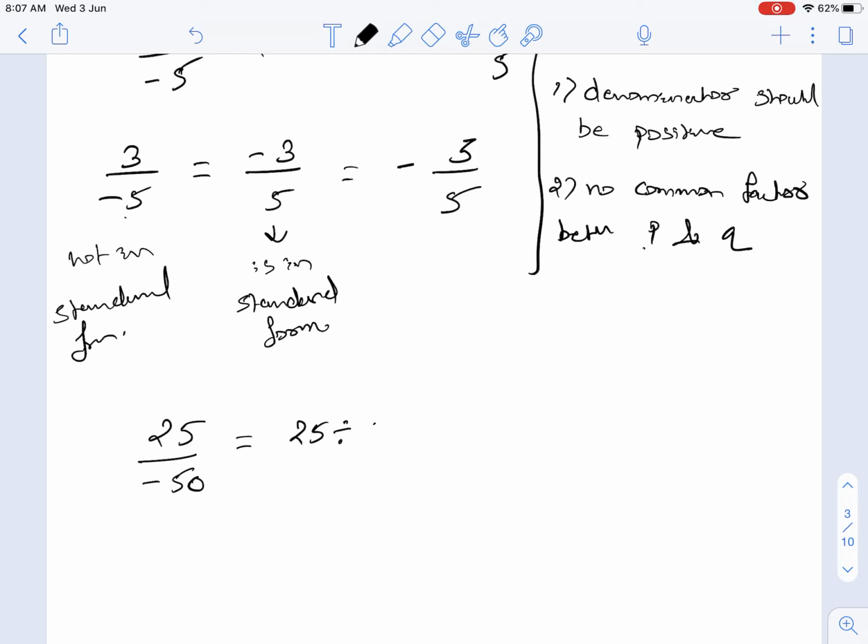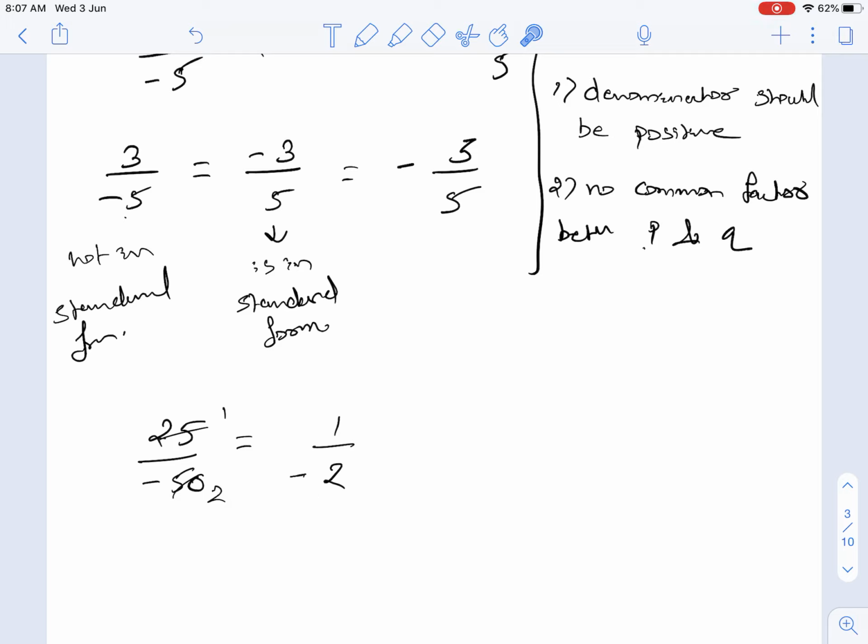Or instead of that, it can be directly divided: 25 ones are 25, 25 twos are 50, so the number will be 1 upon 2. This one is simpler as compared to the previous one. Now we have to keep this sign as it is, that is the minus sign over here. The numerator is positive, the denominator is negative, so it is just a negative rational number.